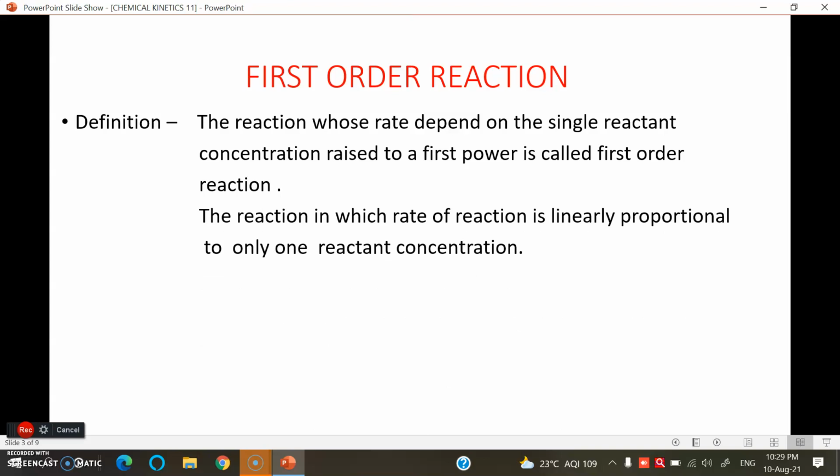Second definition: the reaction in which the rate of reaction is linearly proportional to only one reactant concentration. There is a direct linear relationship between single reactant concentration and the rate of reaction. Whenever we increase the concentration of reactant by 2 times, the rate of reaction also doubles. That is a linear relationship between reactant concentration and the rate.